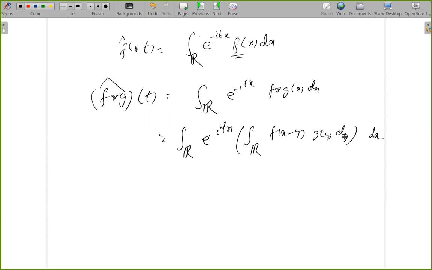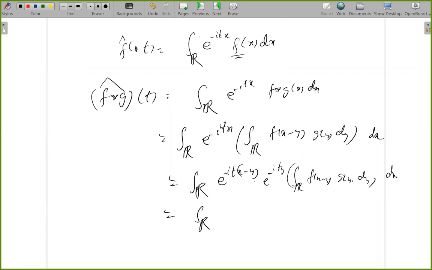Then I move things around, move dx here, dy there, using Fubini's theorem. Then what do I get? And I split this part also. Now I'll have this, I'm writing as e to the minus it(x minus y) times e to the minus ity. I have not used Fubini yet, so here I'm going to use Fubini. So the integral over R of e to the minus ity g(y) times the integral of f(x minus y) e to the minus it(x minus y) dx dy.